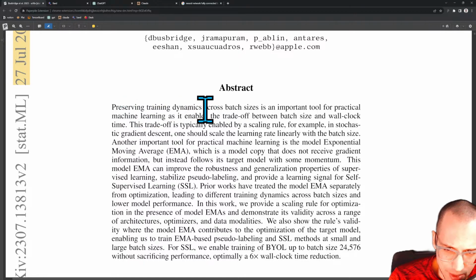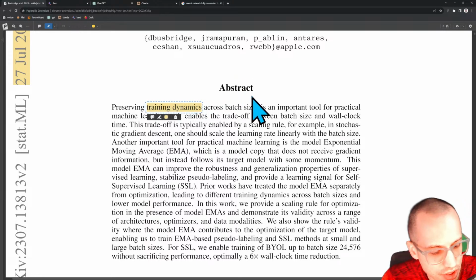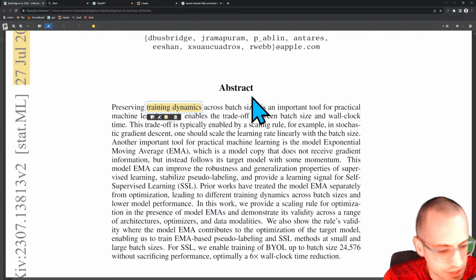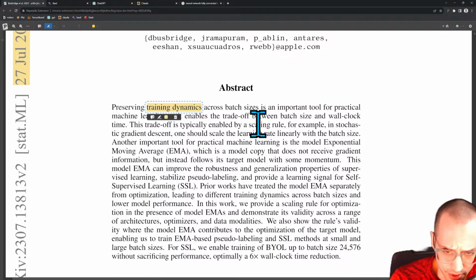Preserving training dynamics. So training dynamics just basically means the motion of things, and training dynamics is how things change while you're training a neural net.